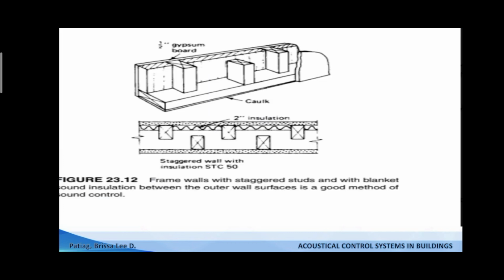So, ito yung example ng frame walls with staggered studs and with blanket sound insulation between the outer wall surfaces, a good method of sound control. So, makikita natin sa baba, nandun yung staggered wall with insulation of STC 50, tapos meron pa siyang 2 inches insulation. And as we can see here, meron din siyang 1/2 gypsum board and caulk. So, doon natin ma-assure na ang isang wall is talaga namang soundproof dahil gumamit siya ng ganong technique.